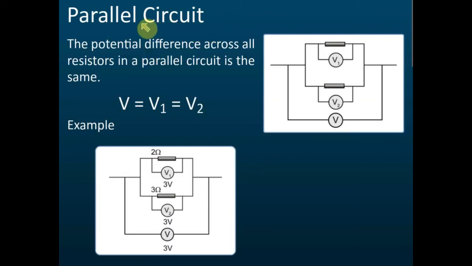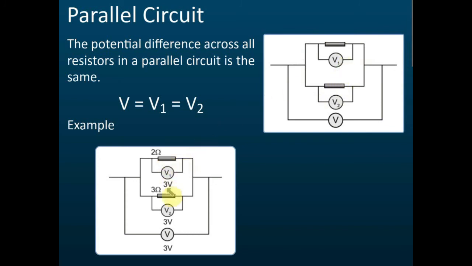Now, for parallel circuit, the potential difference across all the resistors in the parallel circuit is the same. For example, let's say these two are in parallel circuit, okay? So this is V1, this is V2, and this is V from this to this. That is the potential difference across the two resistors. This one is the potential difference of the first resistor. This one, the second resistor. And from here to here, there's the potential difference of the two resistors together, right? They are the same, okay? They are all the same.